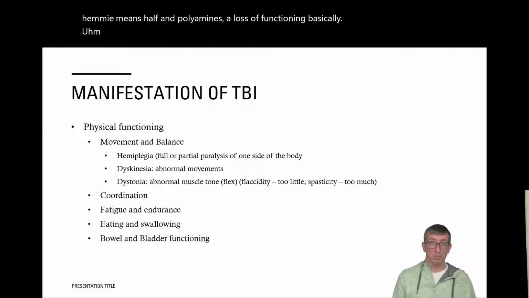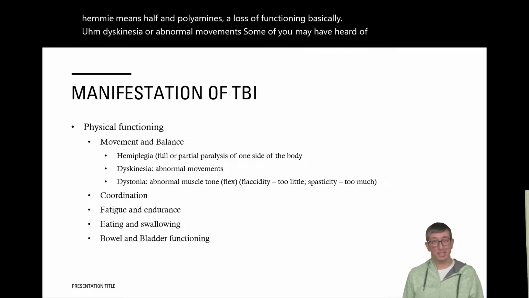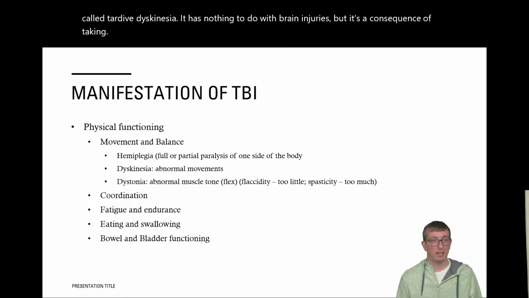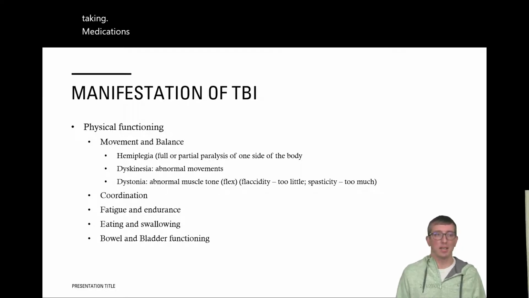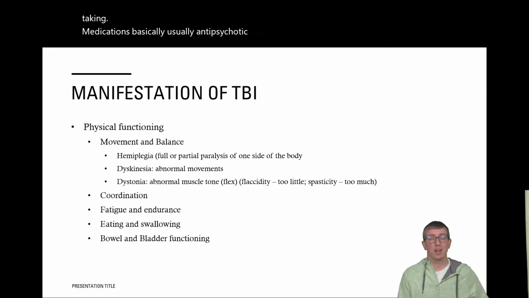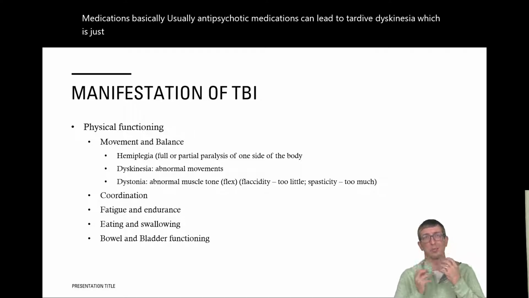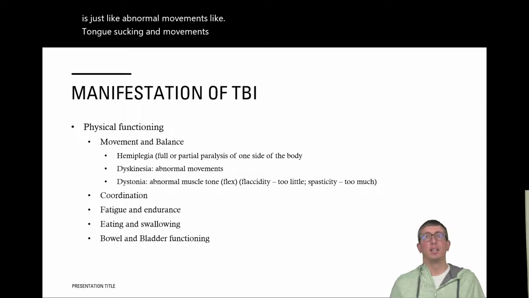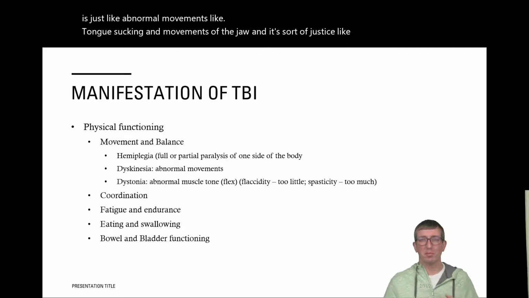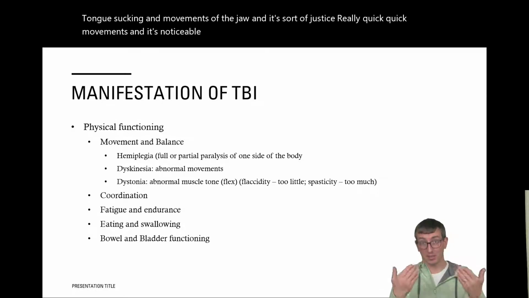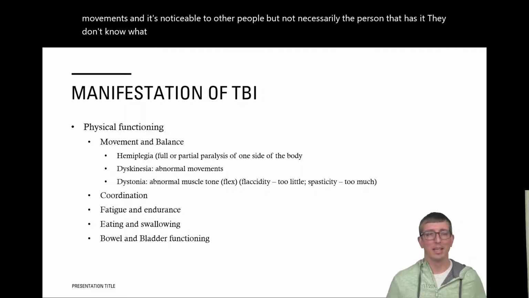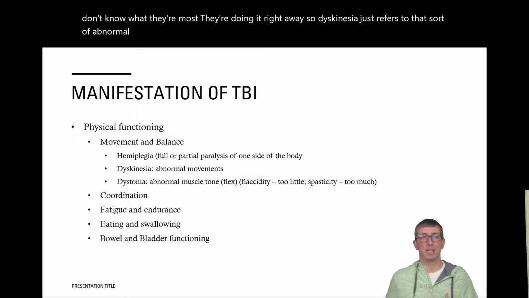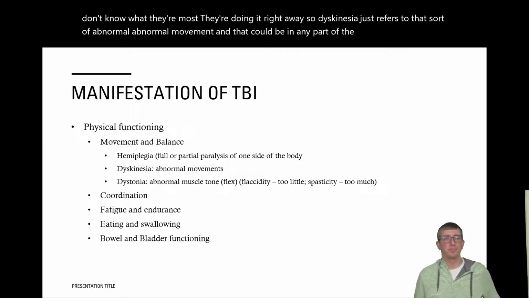Dyskinesia, or abnormal movement. Some of you maybe have heard of the condition called tardive dyskinesia, which has nothing to do with brain injuries, but it's a consequence of taking medications, usually antipsychotic medications. It can lead to tardive dyskinesia, which is just abnormal movements like tongue sucking and movements of the jaw and really quick movements, and it's noticeable to other people, but not necessarily the person that has it. They don't notice they're doing it right away. So dyskinesia just refers to that sort of abnormal movement, and that could be in any part of the body when we're talking about TBI.